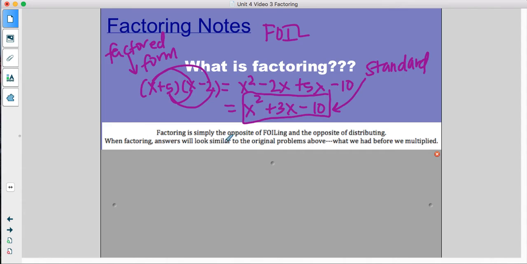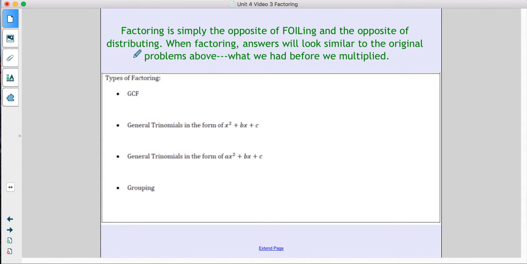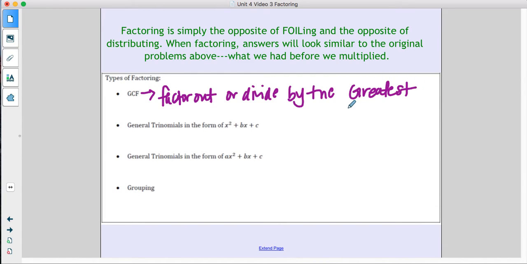Okay, so what is factoring? It is simply the opposite of FOILing and the opposite of distributing. Okay. So when factoring, there are multiple types of factoring. One thing you need to be aware of is GCF. Okay, what that is, it stands for the greatest common factor. So what you need to do for this is you need to factor out, or same idea as divide, by the greatest common factor. Okay, the GCF. Okay, so that's what we have for that.